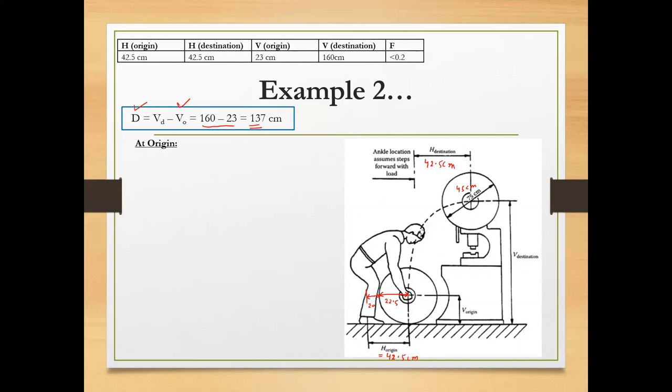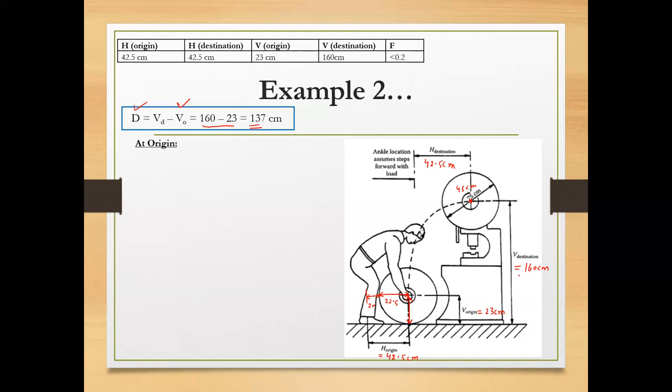Now the vertical distance at the origin, V, will be equal to the radius, so that will be almost 23.0 centimeters. And this will not change. This vertical distance will remain the same because the position of the center of this sort of rod to which the reel is lifted will remain the same from the floor. So this will remain the same.